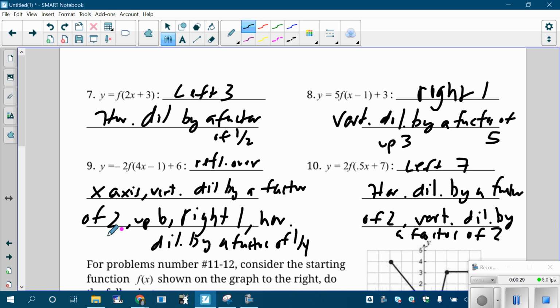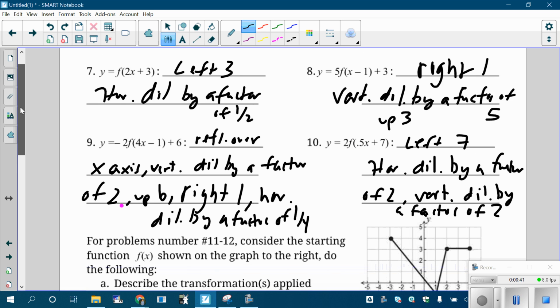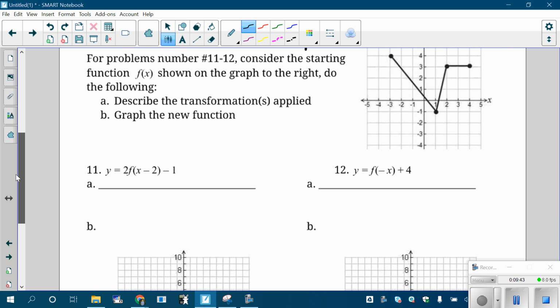Okay. Last one here. I did left 7. Then I did a horizontal dilation by a factor of 2. Be careful, it's 1/2 on the inside, so I flip it to get 2. And then I did the vertical dilation by a factor of 2 last. Okay. I hope this is coming back to you guys, and you guys are feeling good about this.